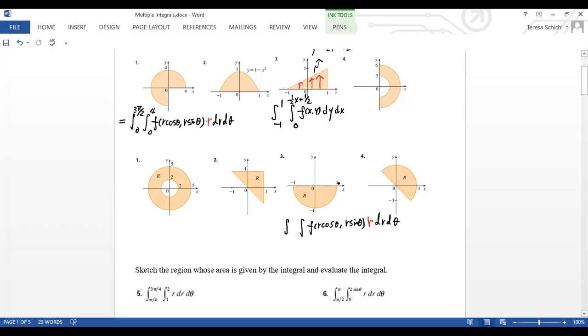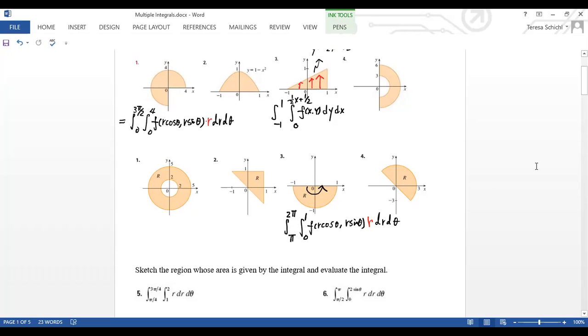So what is r? The radius is 0 to 1. Now what is the angle? The angle starts from here all the way to here, so it's from where to where? It's from pi over 2 to 3 pi over 2, or you can go from 0 to negative pi if you turn clockwise. You can do the same thing.